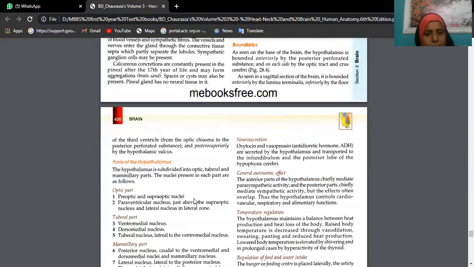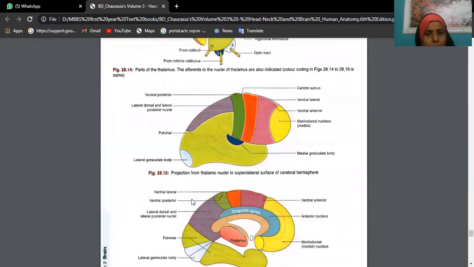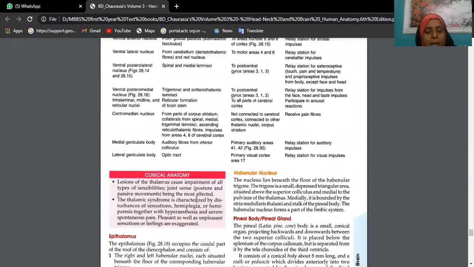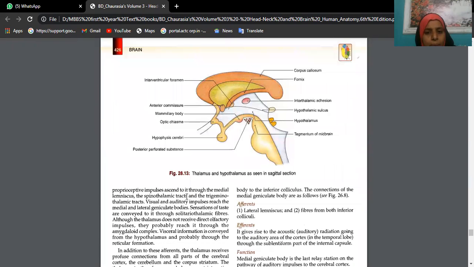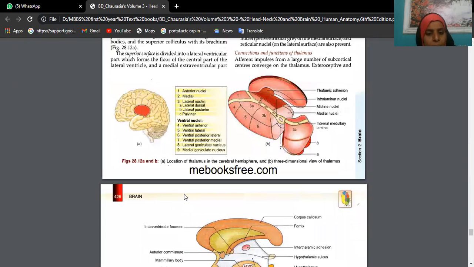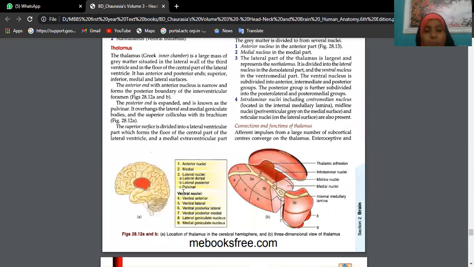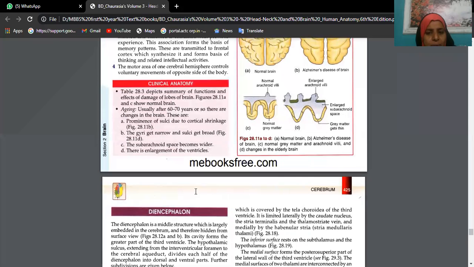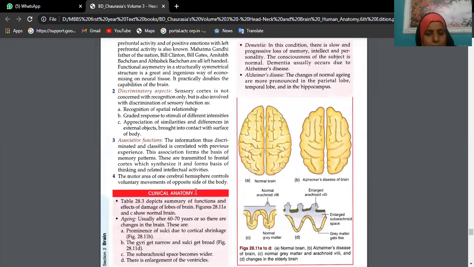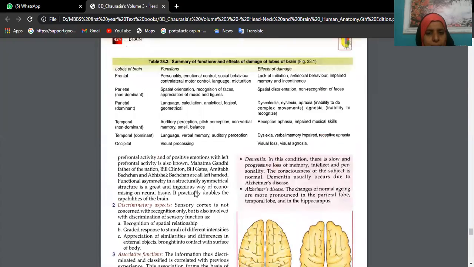What are the parts of the corpus callosum? Head, body, like there is rostrum, genu, body. The fornix is the lower part. Rostrum, genu, splenium. Right.